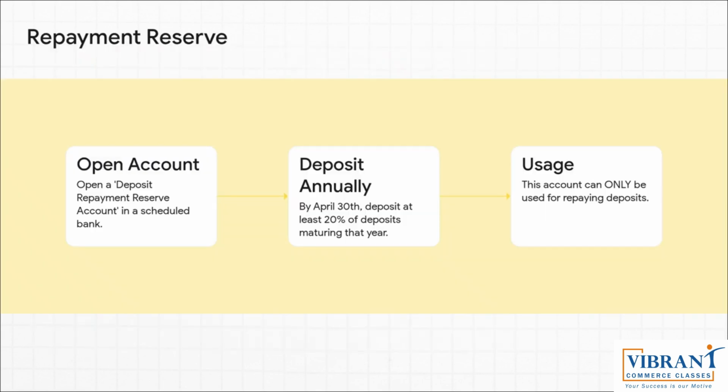Now, this is another huge safety net. The law forces companies to set up a special, dedicated savings account. It's called the Deposit Repayment Reserve Account. Every single year, they have to put at least 20% of the money that's due to be repaid that year into this account. And that cash is locked down. It can only be used for one thing and one thing only, paying back depositors.